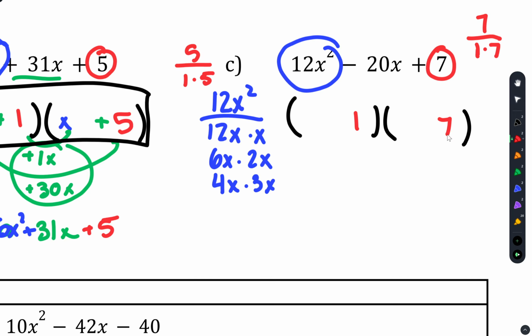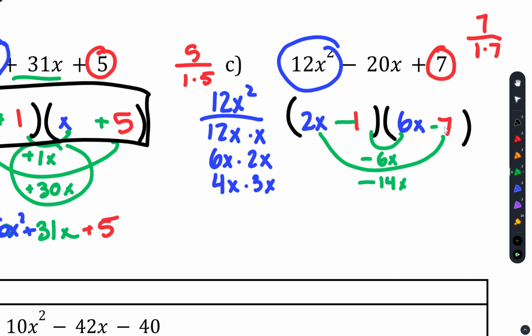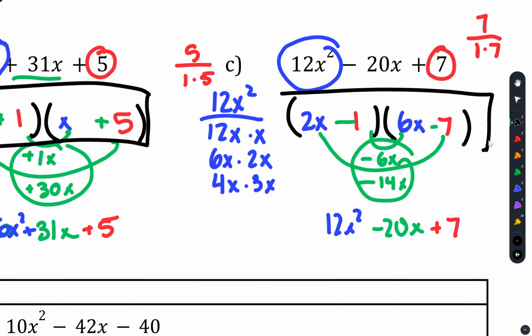We want to start with the 2? Yeah, is everybody okay with that? If I do 2x here and 6x here? Does that sound about right? Let's check. I want a negative 20, so if I subtract both of these, then I should be good to go there. Negative 20x, I'm checking my signs. This is 12x squared, and this is a positive 7. So I'm good. Any questions on these right now?